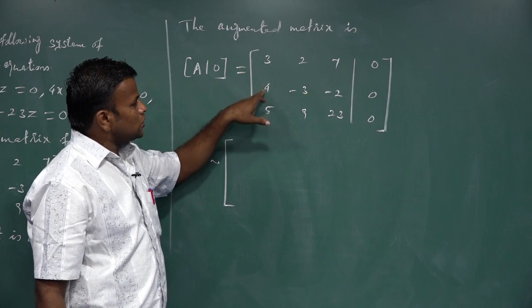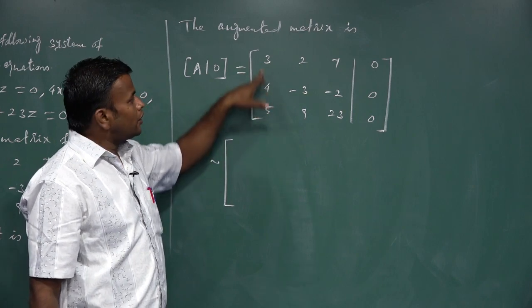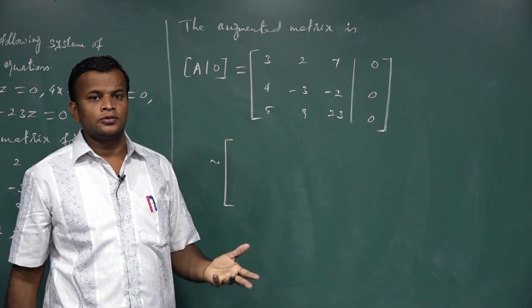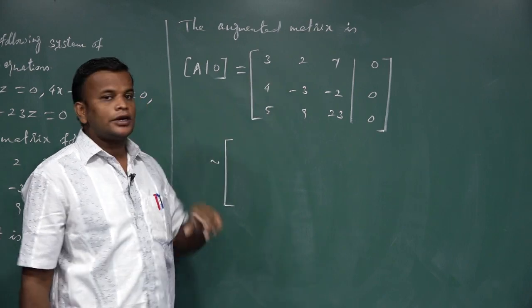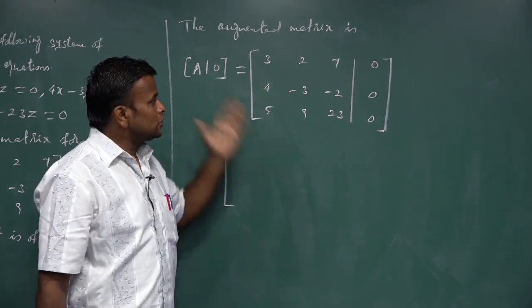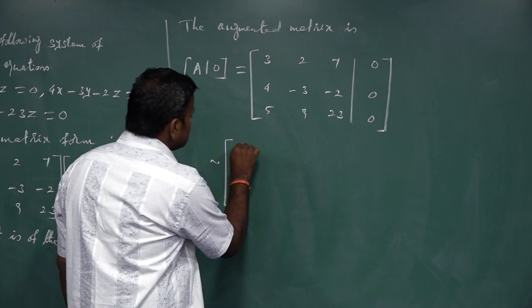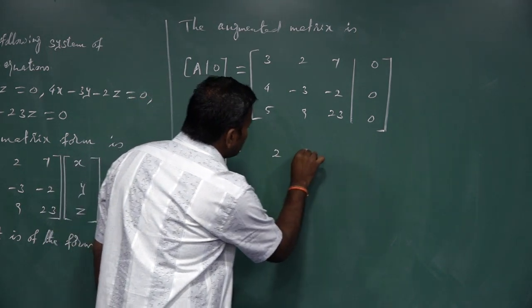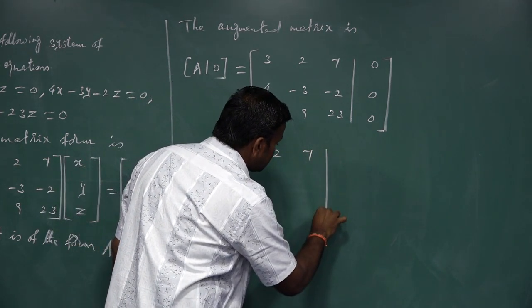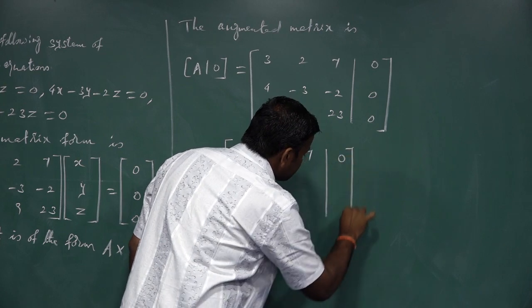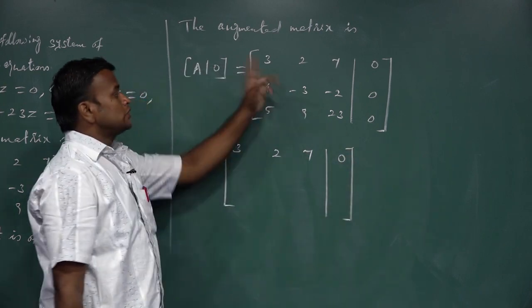But you see the first row, second row, third row: all are numbers except 1. So there is no chance to convert the number 3 to 1. In this situation, we write the first row as it is. So 3, 2, 7, 0. This one is non-zero.